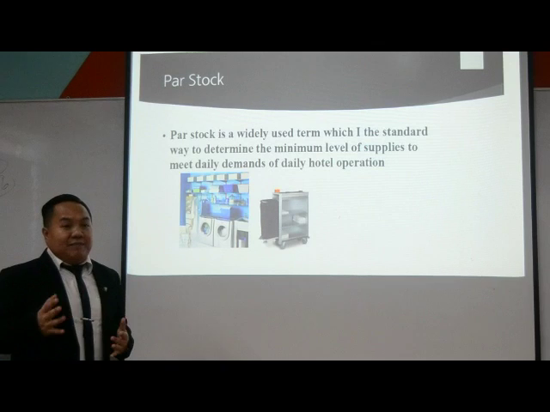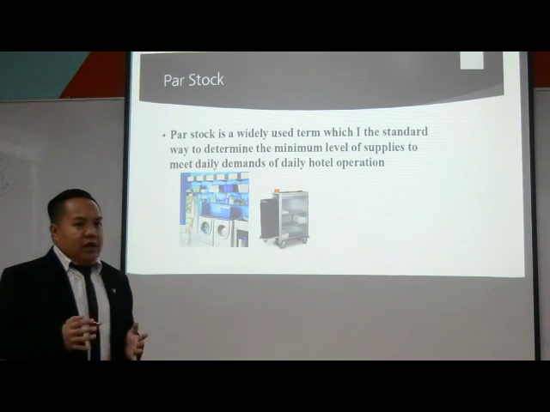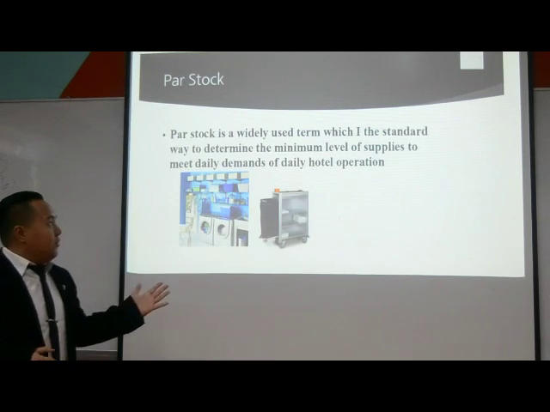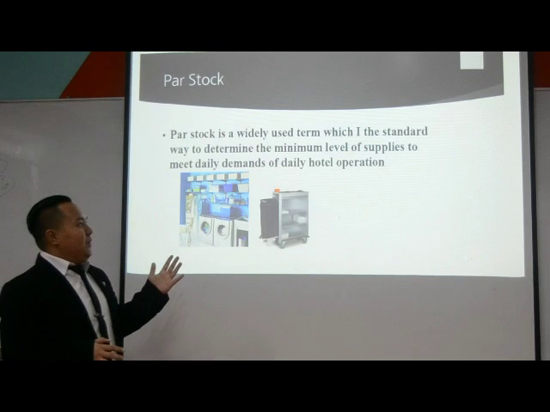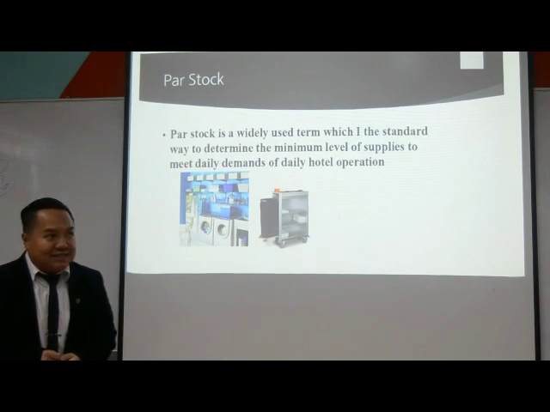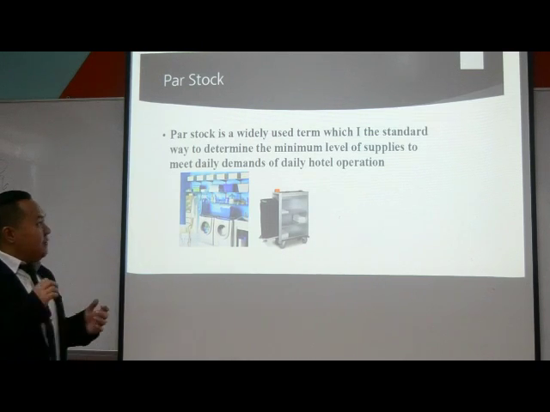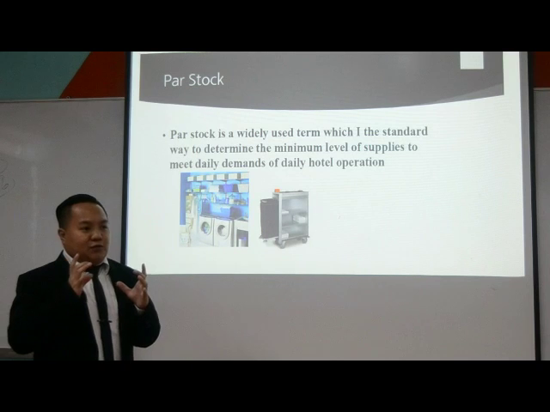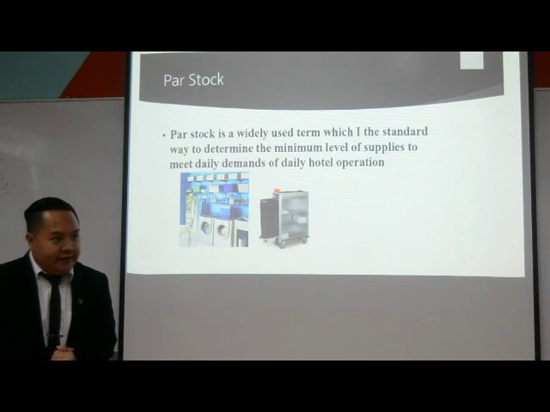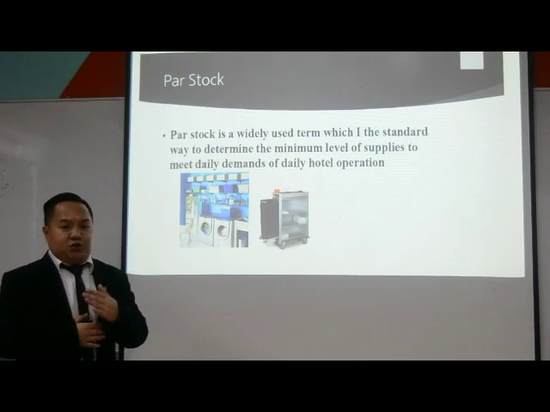Like I said before in the lesson plan, I want to teach you how to calculate the par stock in our hotel. Before that, I want to tell you the definition of par stock. Par stock is a widely used term, a standard way to determine a minimum level of supplies to meet the daily demands of a daily hotel operation. So this is the minimum quantity that we have to have in our housekeeping storage or our hotel, so we make sure the hotel operation can run smoothly.